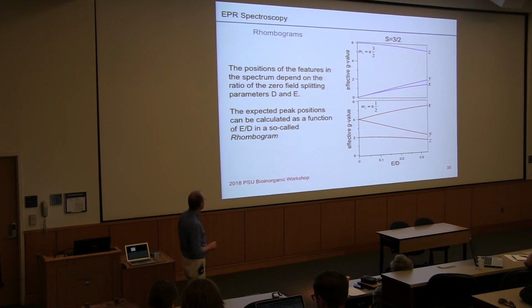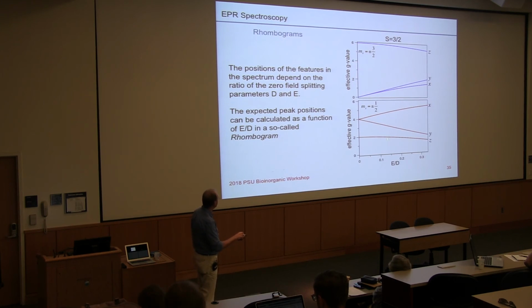And in some respects, this is similar to the diagrams for optical spectroscopy derived from ligand field theory that we heard about in the last lecture, right? And so if I have a spectrum, I can simply look across the x-axis and figure out where I see features in my spectrum, and whether they match the expected positions, right? And so anyway, this diagram is called a rhombogram.